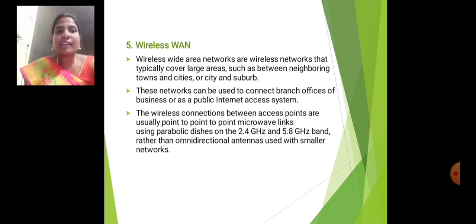The last type, wireless WAN, a wireless wide area network, is a wireless network that typically covers a large area such as between neighboring towns and cities or suburbs. These networks can be used to connect branch offices of a business or as a public internet access system. The wireless connections between access points are usually point-to-point microwave links using parabolic dishes on the 2.4 GHz and 5.8 GHz bands, rather than the omnidirectional antennas used with smaller networks.